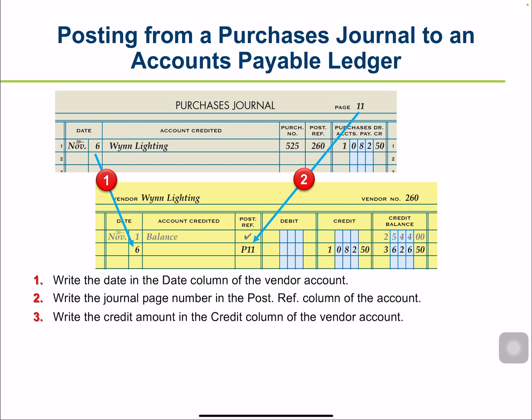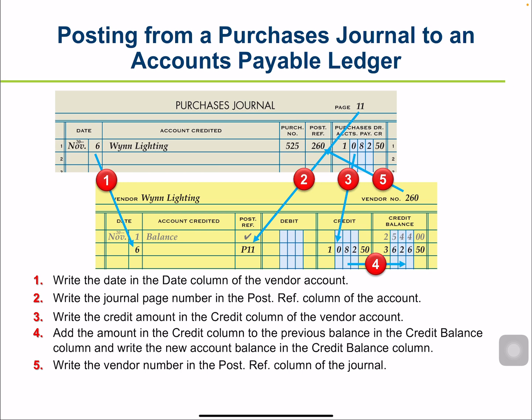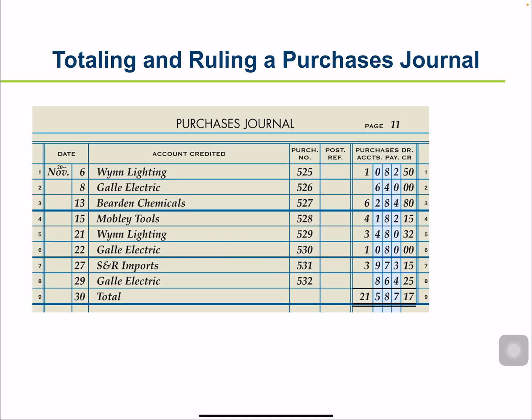You're going to write the credit amount in the credit column. You can see it says accounts payable credit in your title here. And since this is your accounts payable ledger, you will be crediting your vendor. You already have a credit balance. You are posting a credit, so therefore you will add those 2 numbers. And then the last step is to write the vendor number in the post reference column of the journal. And that is posting individually from your purchases journal into your accounts payable ledger.